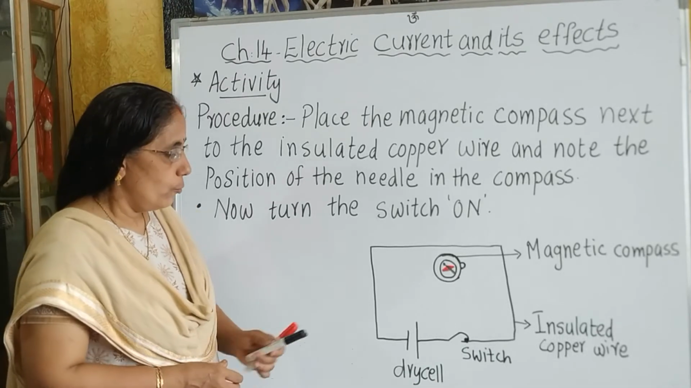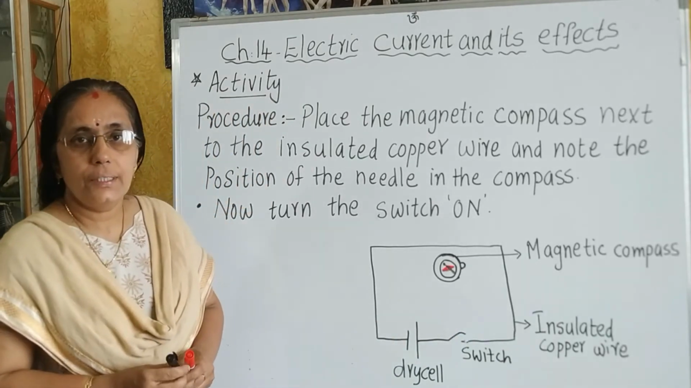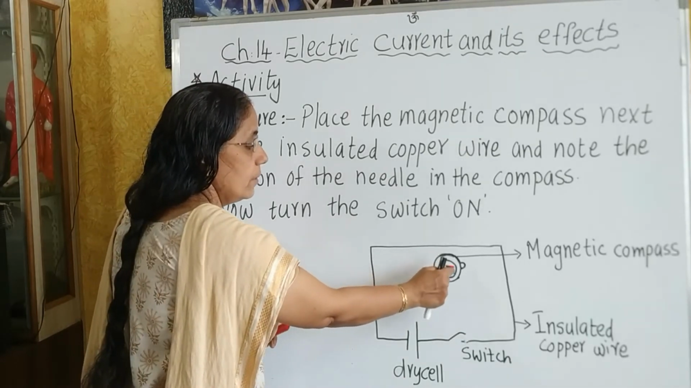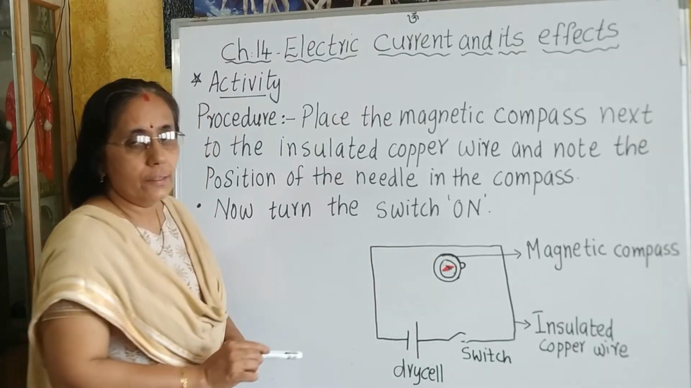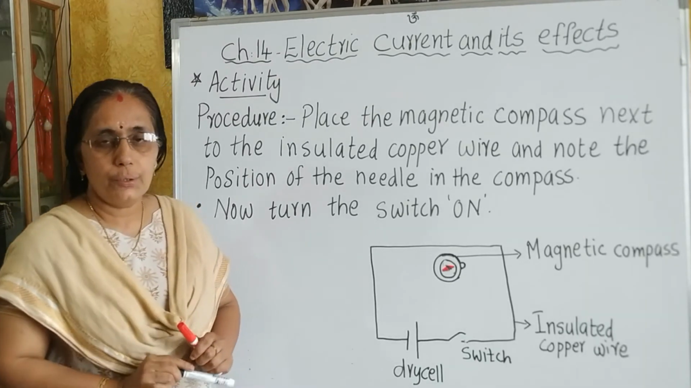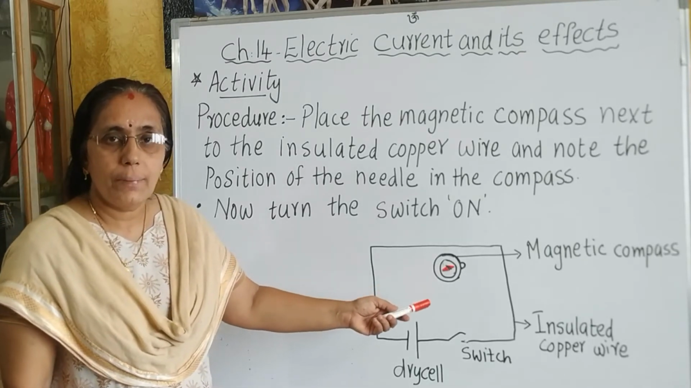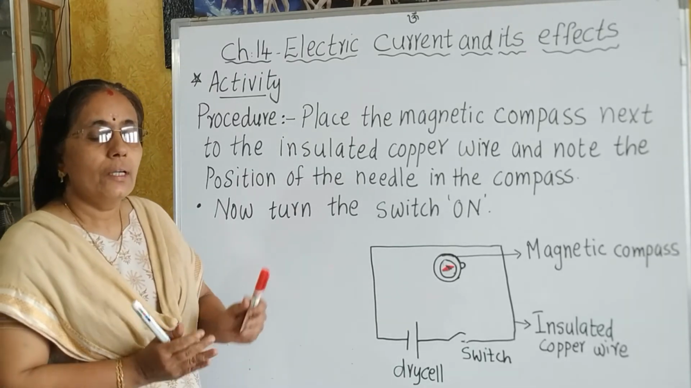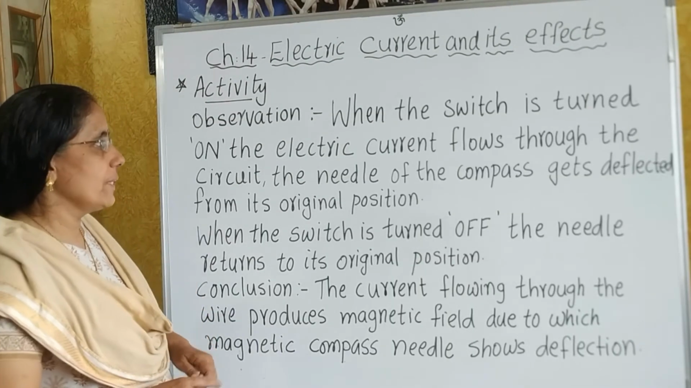Now it is found that when the switch is switched off, that is if the connection is removed, then you can see that the needle will go back to its original position. It shows that the current carrying conductor behaves like a magnet only as long as the current is flowing through it. So when in the off position, there will be no deflection in the magnetic needle. When the switch is in the on condition, that is when the current is flowing through it, the needle gets deflected.